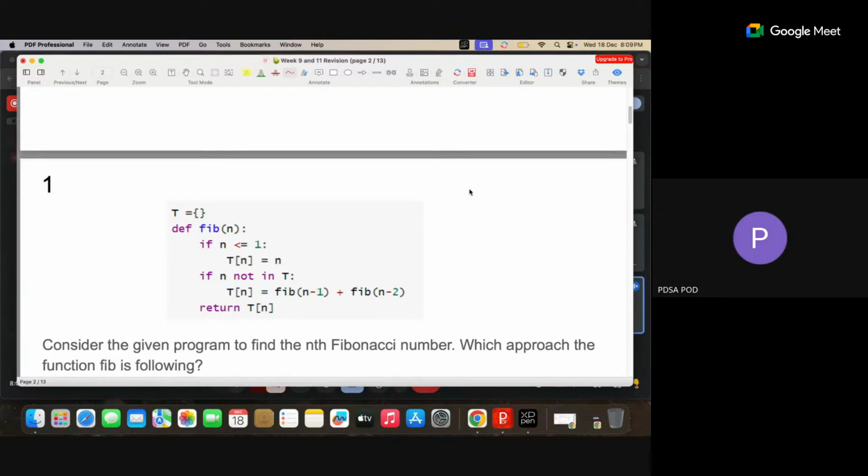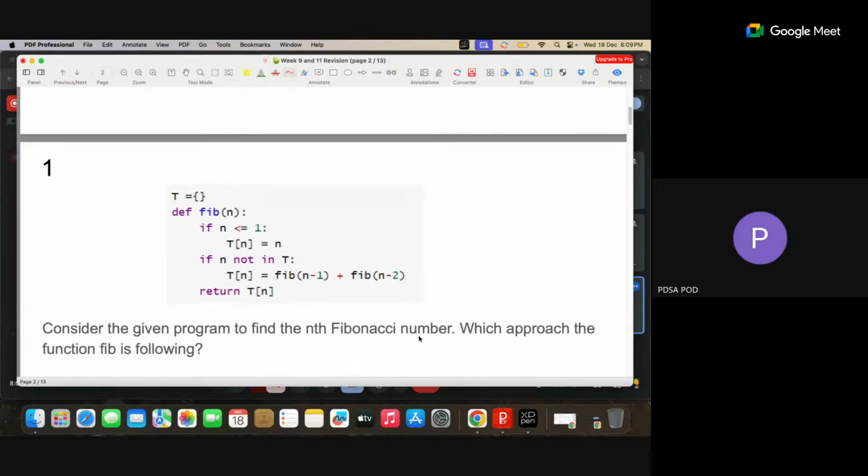So these are some standard questions. Look here, a code snippet is given. Consider the program is finding the nth Fibonacci number. Which of the following approaches is being used? First, let us understand this before we see the options. In dynamic programming, basically there are two approaches. One is memoization, and the next one is the bottom up approach.